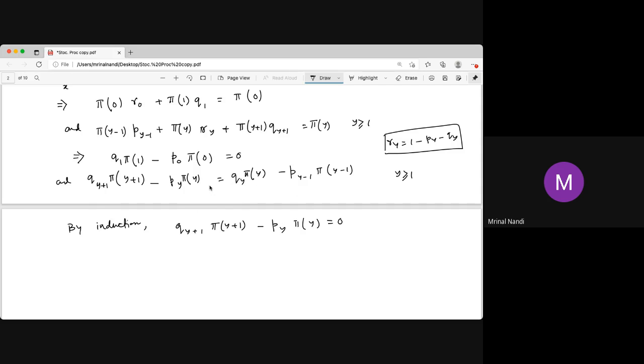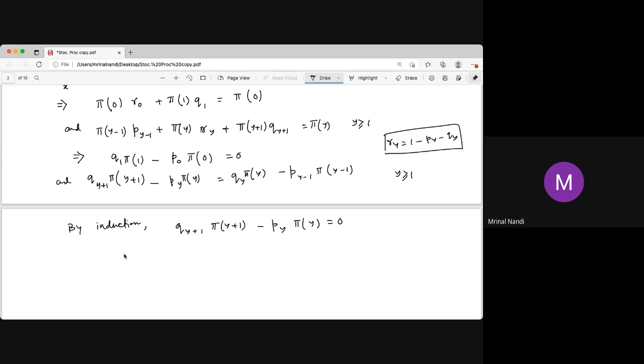If you take that right hand side as a(y), then a(0) is 0 and a(y+1) is just a(y). So that means a(2) equals a(1) equals a(0), which is 0. So everything, this quantity is 0 for all y.